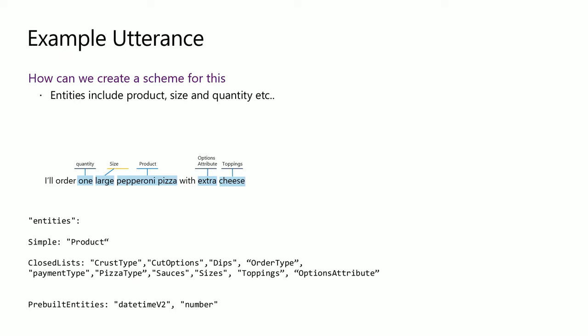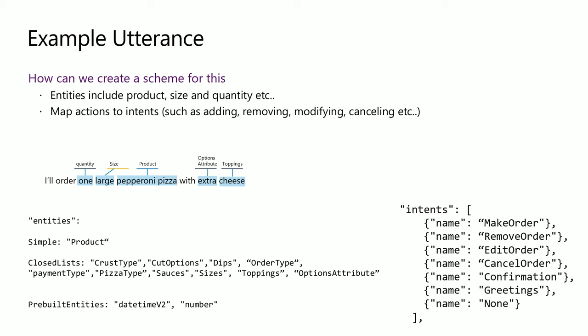And you can add other entities that make this more interesting, like a topping, or extra as a kind of modifier to that. And you can play around. These are some of the sample entities that you can create around this model. You can use the number pre-built entity, and datetime if you want to deliver or pick up at a certain time. And you would probably map your actions to intents.